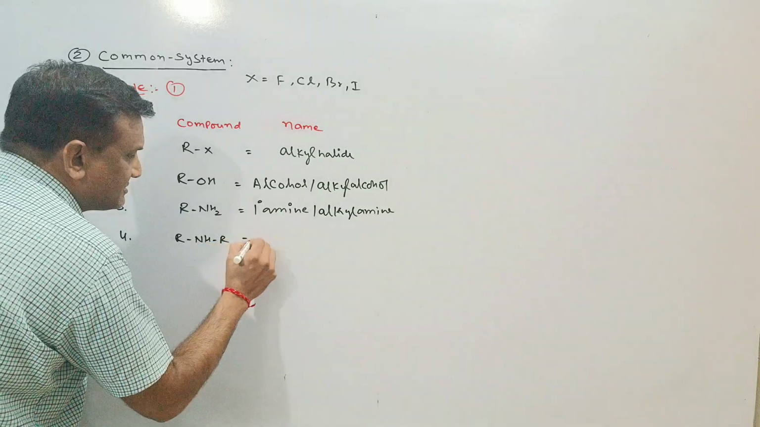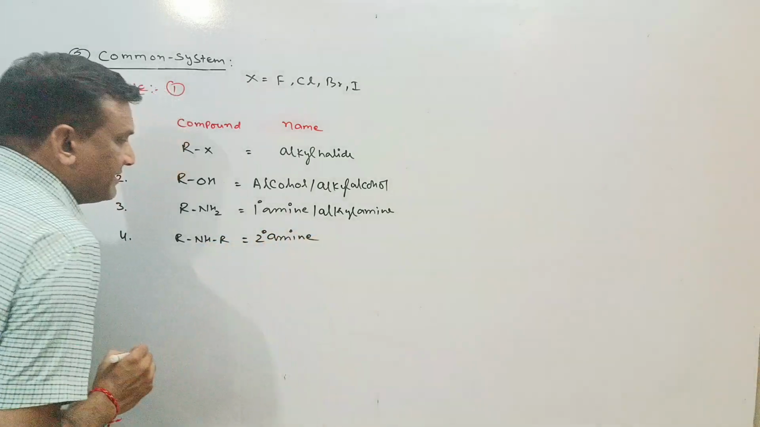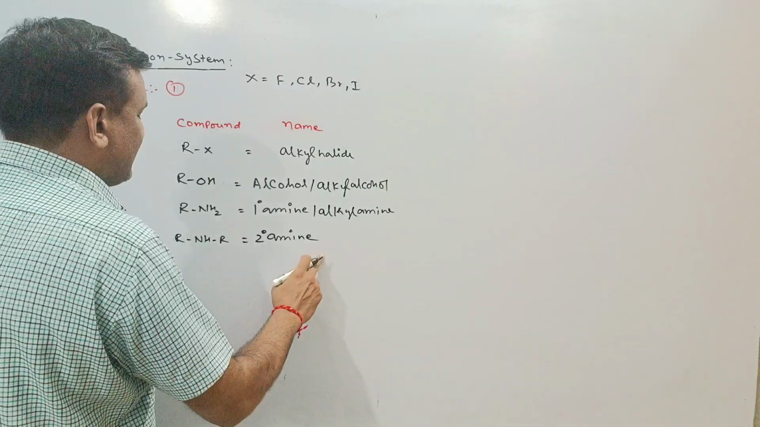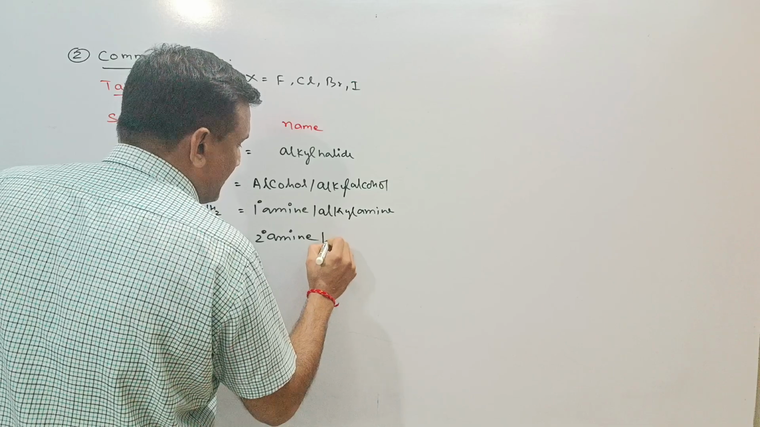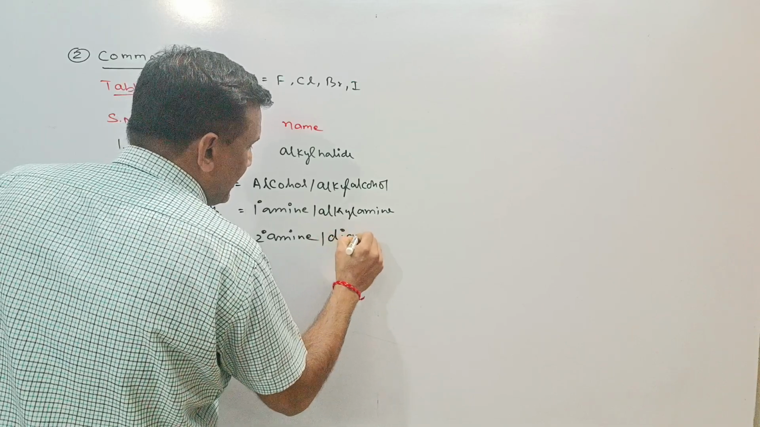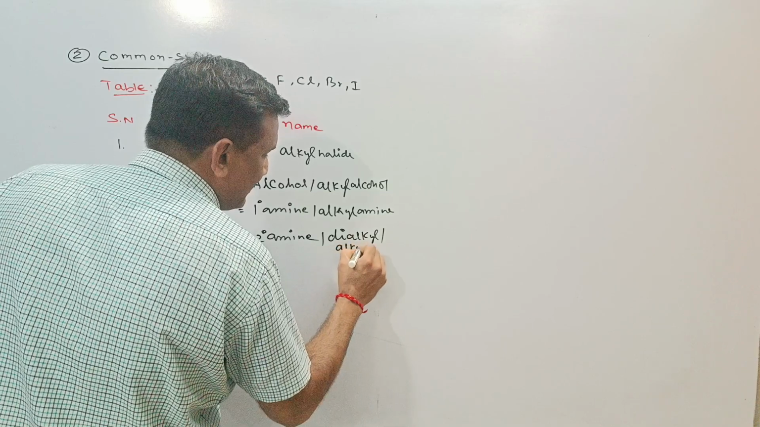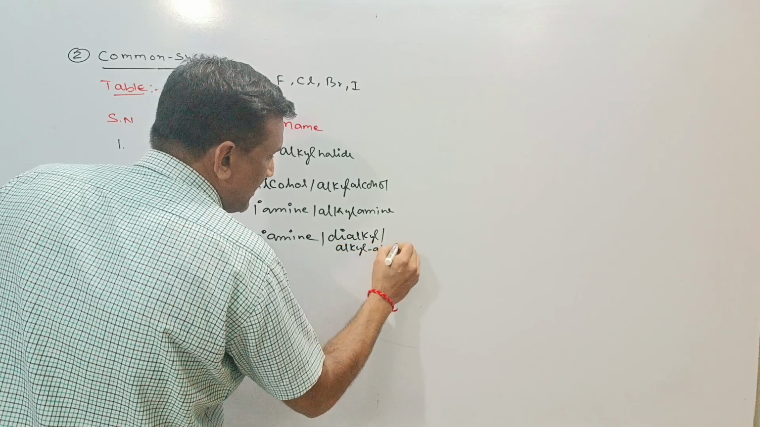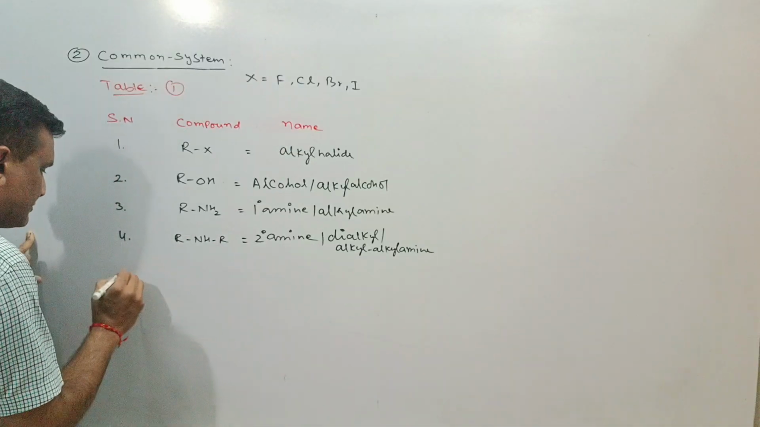Further, RNHR. This is called 2 degree amine. You will call it dialkylamine or alkyl alkylamine. Dialkyl, or you can say alkyl alkyl amine. This was for the 4th function group.